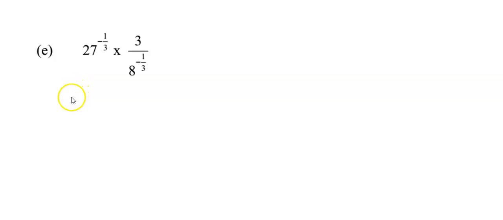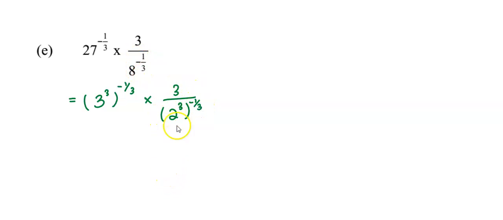This is question E. The same thing. Without using a calculator, I'm going to evaluate this. We should be very familiar with 27, where 27 can be converted into 3 power of 3, and this is power of negative 1 over 3, multiplied by 3 over 8, which can be converted into 2 power of 3, and this is going to be power of negative 1 over 3. Then now it's time for us to simplify, cancel off these 3 and cancel off these 3.